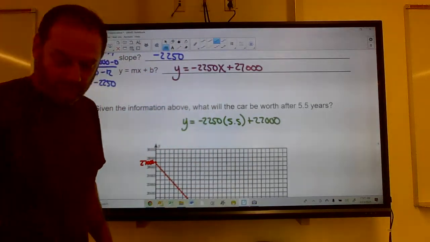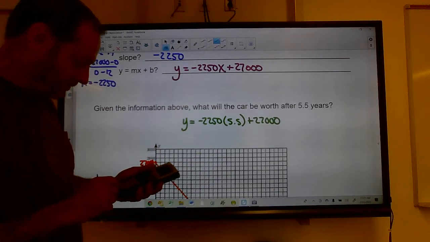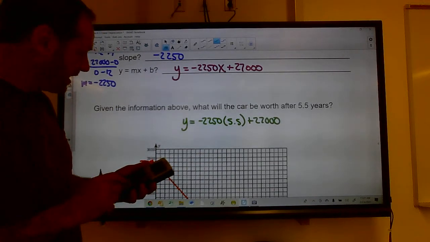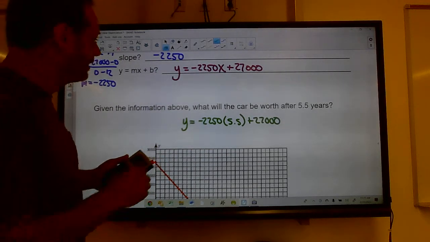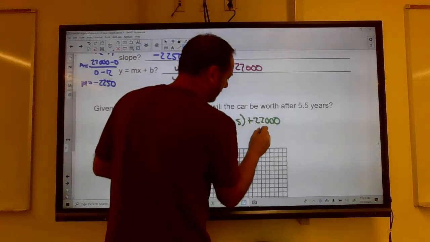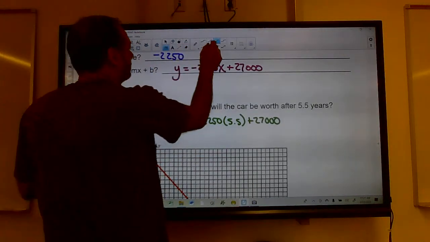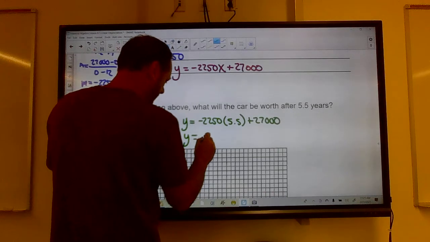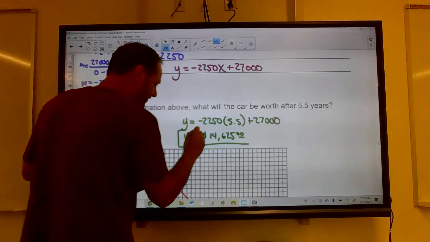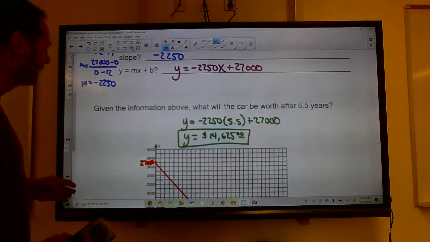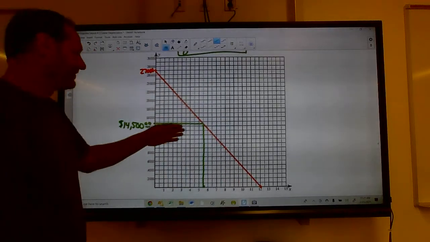plus 27,000. Okay, so I get out my handy dandy TI-84 Plus C Silver Edition graphing calculator, and I do that. Negative 2,250 times 5.5 plus 27,000. And I've got to be careful here because that looks a lot like a 22,000, so we'll make it obvious. Okay, and my answer comes out to be y equals $14,625.